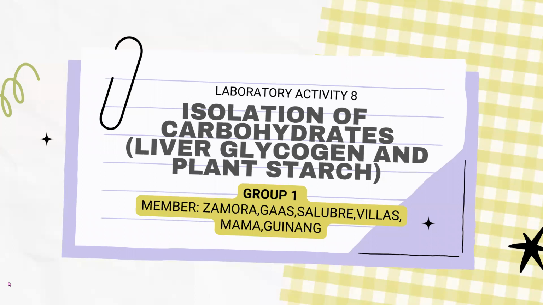So, good morning, everyone. We are group one, and for today, we're going to do the pre-lab of this laboratory activity number 8, which is all about the isolation of carbohydrates, liver glycogen, and plant starch. So, next slide.